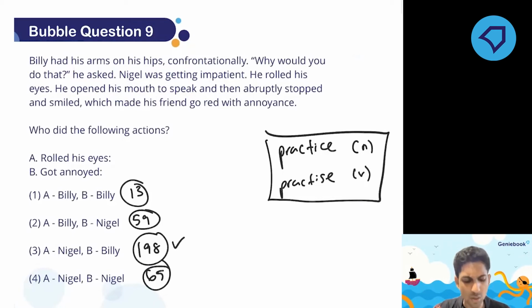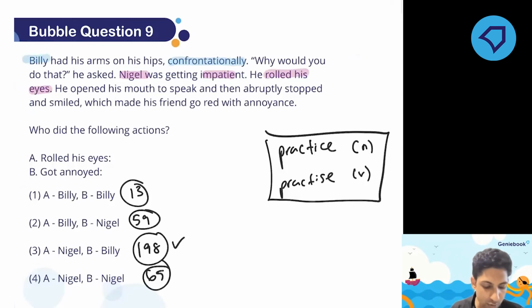So Billy said, why would you do that? Nigel was getting impatient. That means Nigel was getting impatient with Billy's questions. You can assume that maybe Billy has been asking questions all along. Nigel's getting sick of it. He rolled his eyes. Who is he? He is Nigel. Let's use some colors, okay? Nigel, impatient. Nigel, roll his eyes. Billy will be blue. Billy, confrontation.